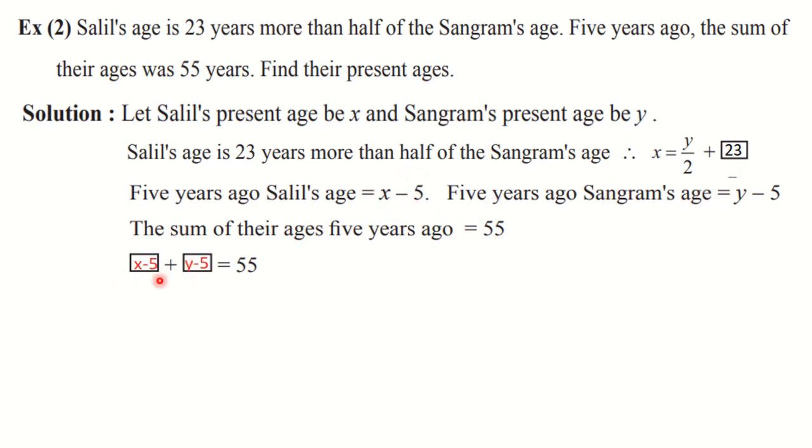See, again there are empty boxes, so you have to write down the correct quantities there. So here you can make use of this. See, X minus 5 here and Y minus 5 here. From here only you have to write down the correct quantities. Okay, so X minus 5 plus Y minus 5 is equal to 55.